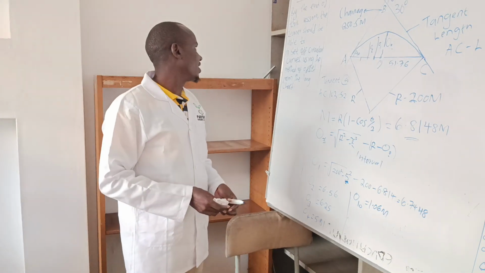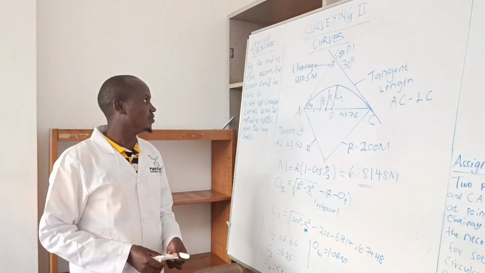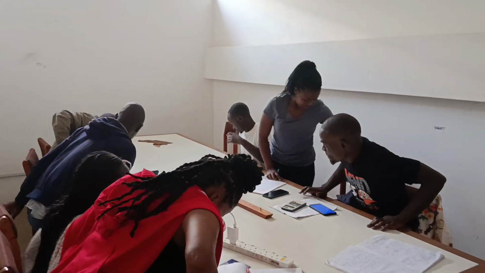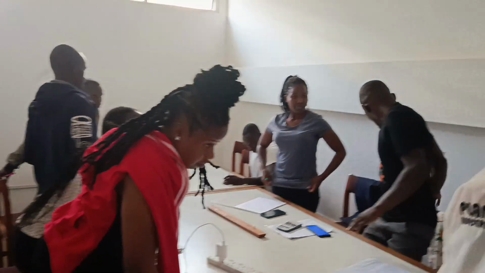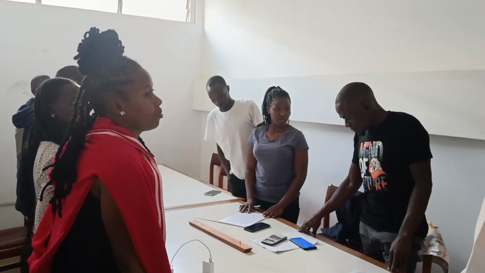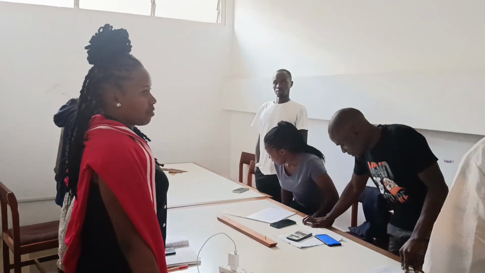I'm Oliver, and we want to review our lesson of today. Class, what have you learned today? I want everyone of you to stand up and then tell me what you have learned today as you sit down. Yes, Naftali, what have you learned today? I've learned about the tangent length. Yes, next. Curve length. Nice. What have you learned? Angle deflection.